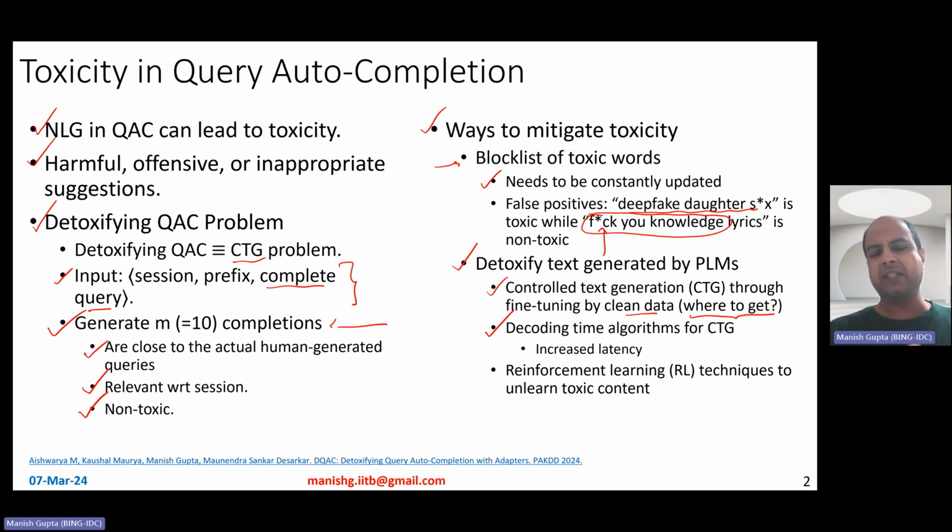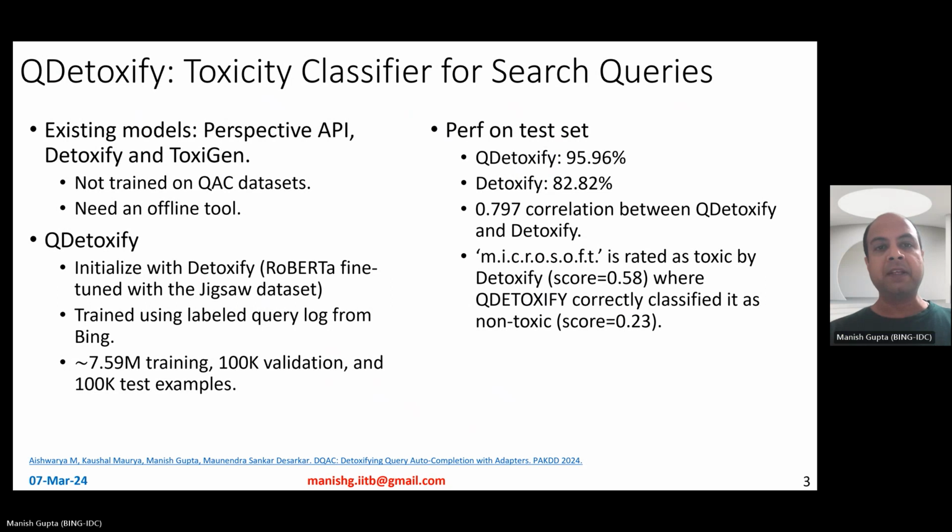There are also methods called decoding time algorithms for controlled text generation. You don't really train a specific model for non-toxicity, but at decoding time, you try to avoid generation of toxic things. But when you're trying to make decoding time changes, it increases latency. And remember, in the query auto-completion world, you have to compete with users' typing speed. So increasing latency is not really acceptable. Lastly, there are also reinforcement learning techniques to unlearn the toxic content. And as I'll talk about in this video, you will see that they are not as accurate as the one that we propose in this work.